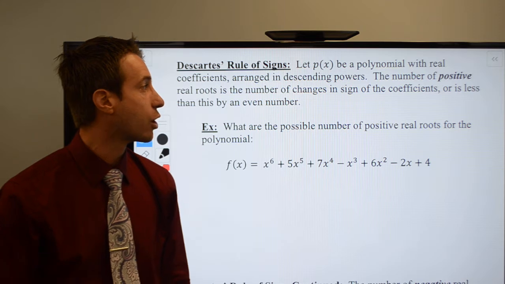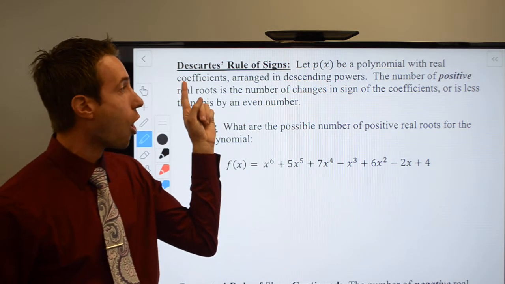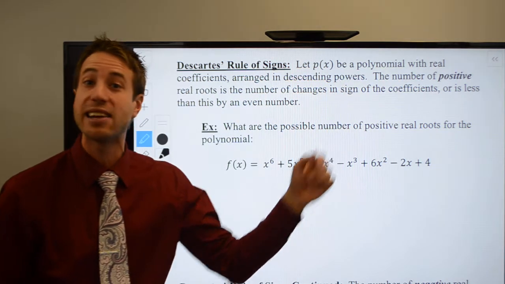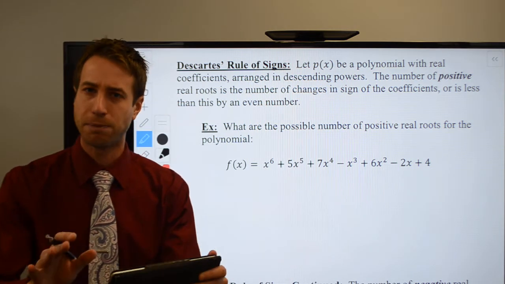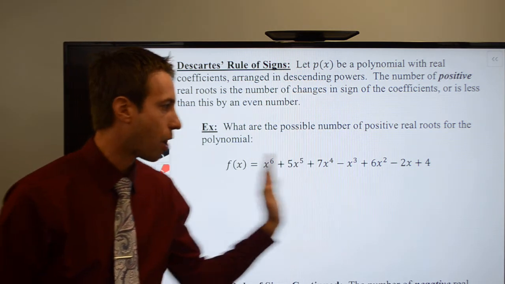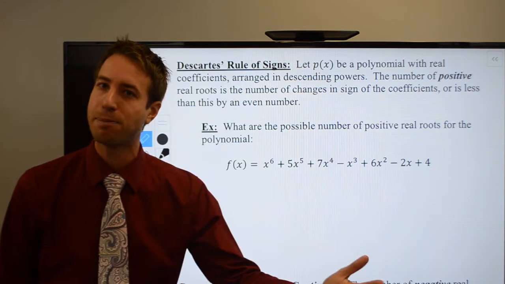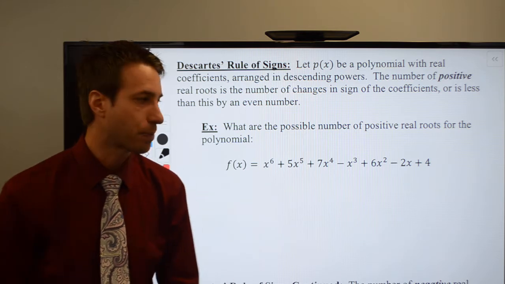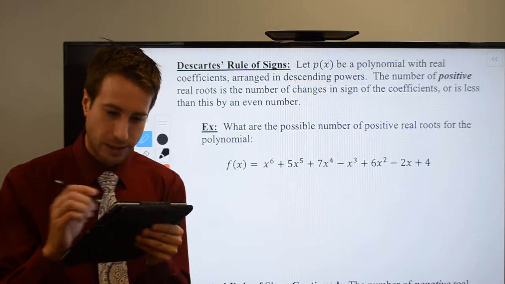And so here's the way it's going to work. Descartes' Rule of Signs says this: as long as your polynomial is in standard form, arranged in descending order of powers, not every power has to be there. You don't need placeholders. Don't worry about that. Just the polynomial that you've been given in descending order. You only need placeholders when doing algebraic division or synthetic division. So don't worry about the placeholders. They just need to be in descending order. Then here's what it says.